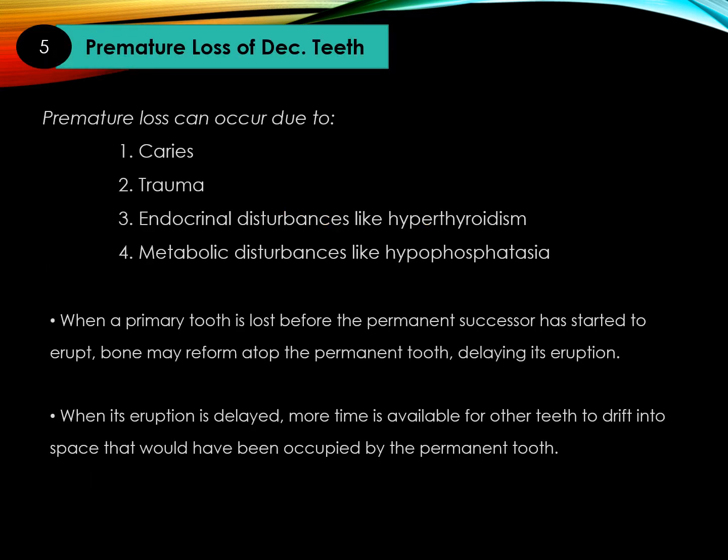The next factor is premature loss of deciduous teeth. This could be due to caries, trauma, endocrinal disturbances like hypothyroidism, and any metabolic disturbances like hypophosphatasia.